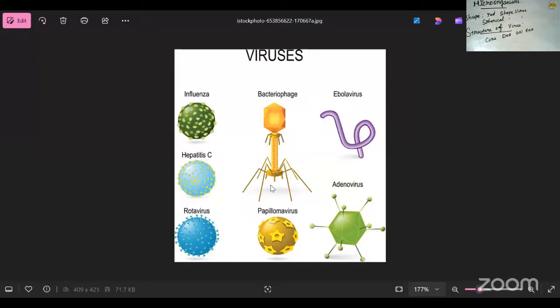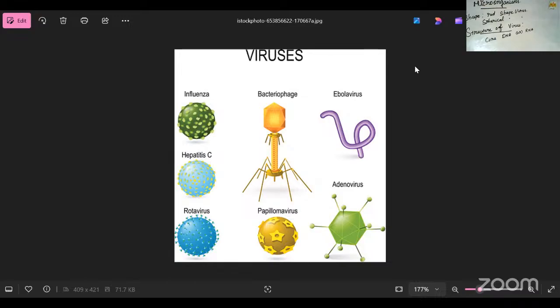So there are different kinds of shapes of viruses. Look at the adenovirus; its shape is different. The ebolavirus shape is entirely different from all, and the bacteriophage also has a peculiar shape. This head part is called the capsid. The center stem part is called the sheath, and this is the core part.